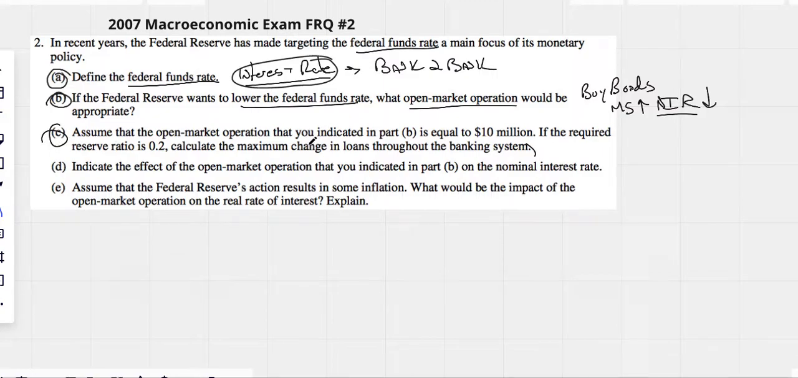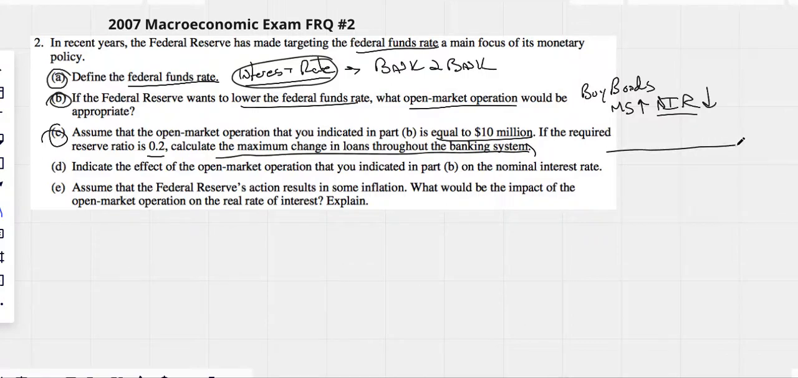Assume that the open market operation that you indicated in Part B is equal to $10 million. If the required reserve ratio is 0.2, calculate the maximum change in loans throughout the banking system. Understand that I have a real problem. I think the answer key is wrong, and I can't remember, but I believe I asked the College Board about this a long time ago, and somebody said it was incorrect.